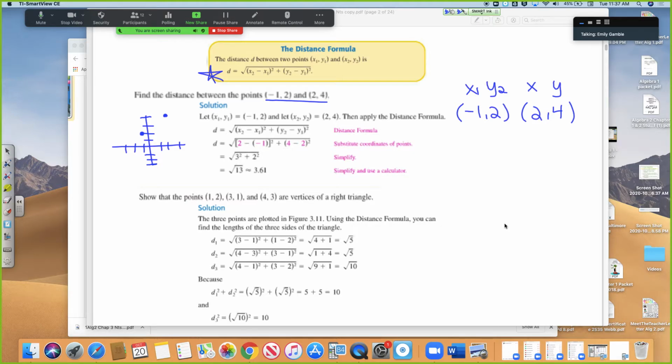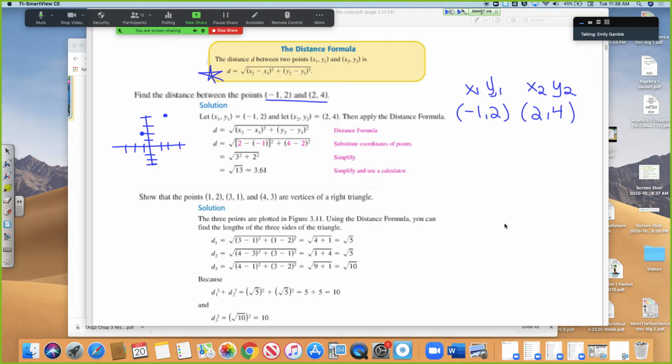X1 means the first x. Oh, why did I put y2? That should say y1. Excuse me. Erase that. I'm sure you just copied what I did. That should say y1. So this is the first x and the first y. This is the second ordered pair. So this is the second x and the second y. So that's what the x2, y2 represents.